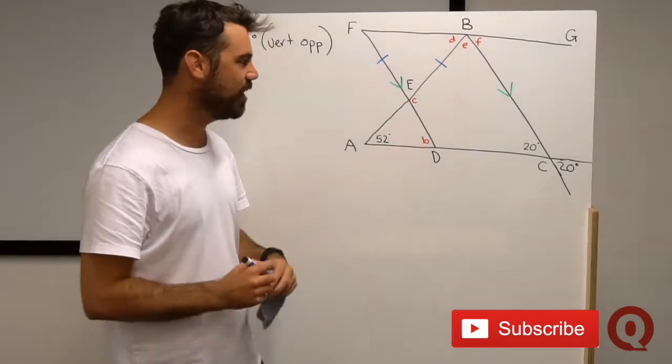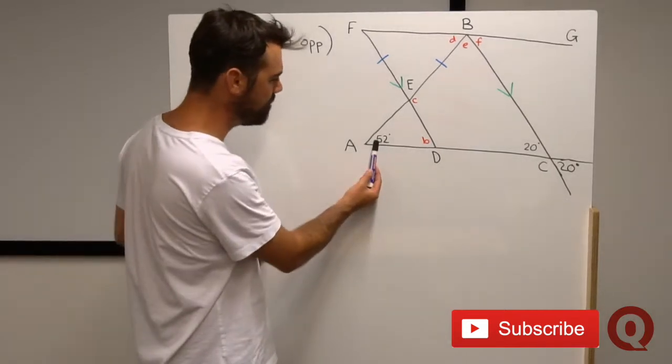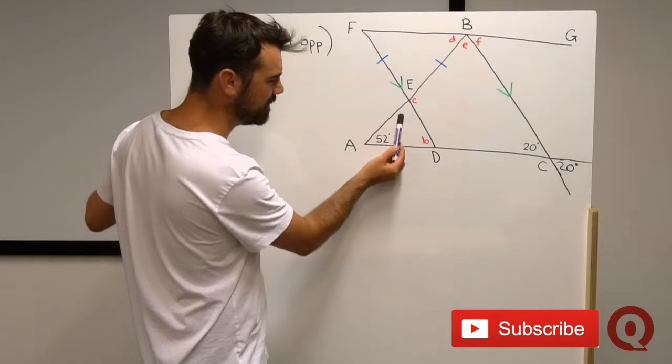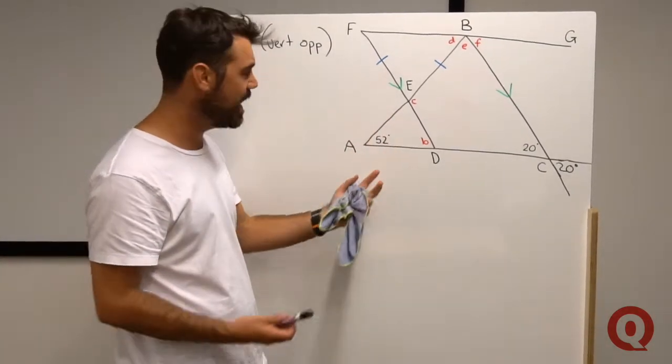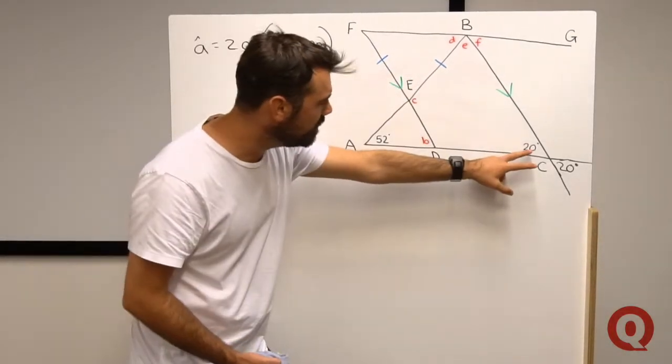Now, how am I going to find B? What are my clues right now? I've got 52 degrees here, and it's inside a triangle. I don't know my third angle over here, so I won't be able to use the rule of interior angles of a triangle. I don't know C, so there are no other clues here. There's 20 degrees over here.